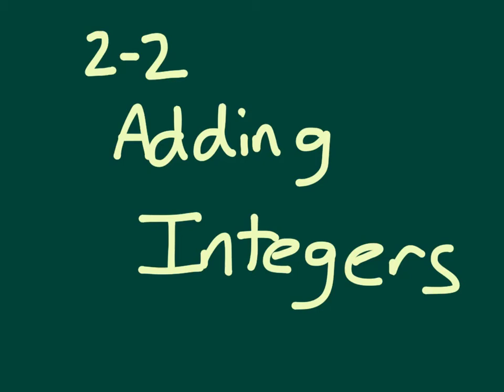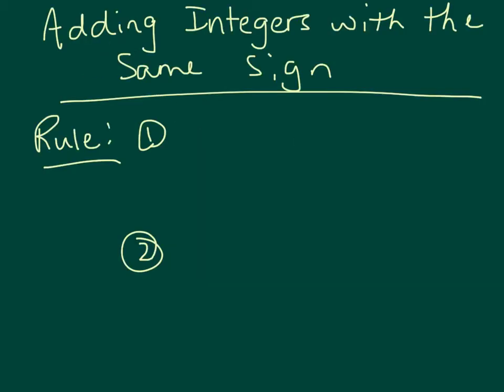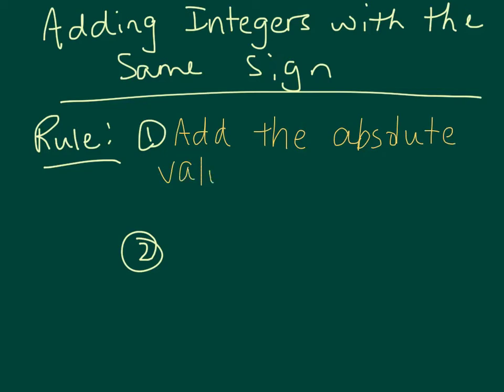Chapter 2, Lesson 2, Adding Integers. When we add integers with the same sign, it's pretty easy to do. The first thing that we're going to do, our rules that we follow, is that we are going to add the absolute value of both numbers. Add the absolute value of the numbers.